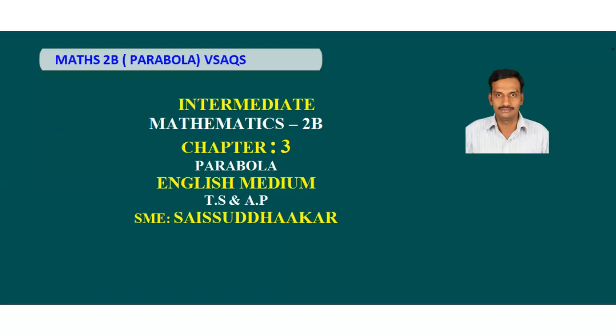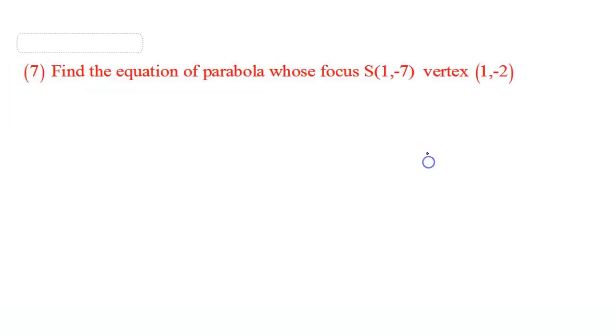Now go for the next question. Here question number 7: find the equation of the parabola whose focus is 1 comma minus 7, and vertex is given by 1 comma minus 2.